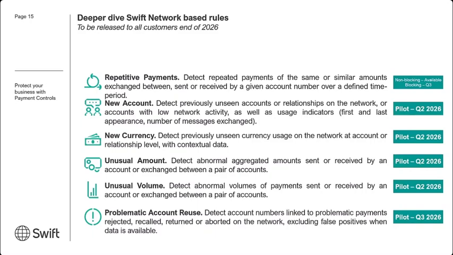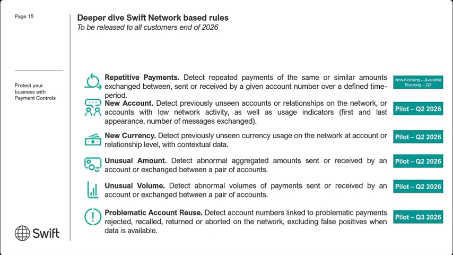So all of these are due to be released, should the pilot be successful, to all customers at the end of 2026. Today we have one live now, which is repetitive payments, and that is live for non-blocking only, but the blocking will be live from Q3. Now, new account, new currency, unusual amount, and unusual volume are being piloted during the course of Q2 and Q3, with a pilot for problematic account reuse beginning in Q3.